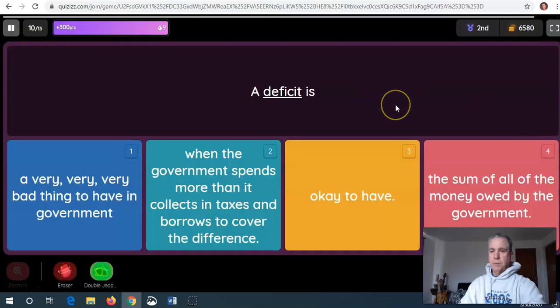A deficit. A very, very, very bad thing to have. Not necessarily. Right now the argument is we need to run a deficit during this COVID-19 crisis. When the government spends more than it collects in taxes and borrows to cover the difference. That sounds very reasonable. Okay to have, too general of a term or a phrase there. The sum of all the money owed by the government. That would be the national debt. So the government's spending more than it collects in taxes and borrows to cover the difference. That's what's happening right now, this year.